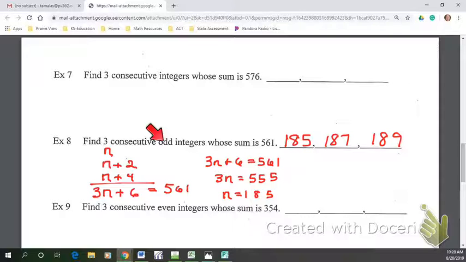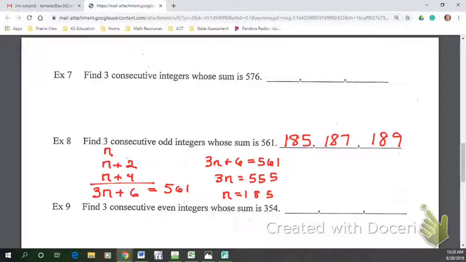Let's try our shortcut again. Take the 561 and divide it by 3. 187 gives you the middle number again. So if you know you're doing odds, you just go one odd number in front, one odd number in back. Does that make sense? So simply divide by 3.